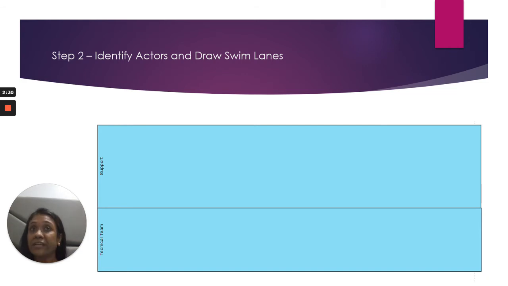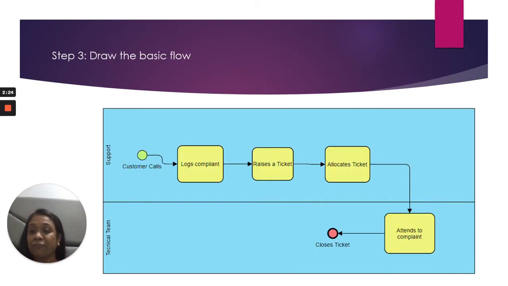Okay, so step 3 will be to draw the basic flow, which we have already written in a textual format. So this is our basic flow. In the basic flow, we have a start event. We have to remember the notations which are given in a process flow diagram. Start event is shown in the form of a circle. Our start event here is the customer calling the support team. So we indicated it as customer calls.